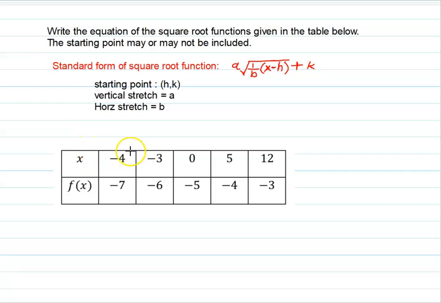For that, we find the difference in x values. We find the difference in consecutive x values of this table. The difference between -4 and -3 is 1. The difference between -3 and 0 is 3. The difference between these two values is 5 and between these it is 7. Next, we find the difference in y values as well. The difference between -7 and -6 is 1. The difference between -6 and -5 is 1. This is again 1.